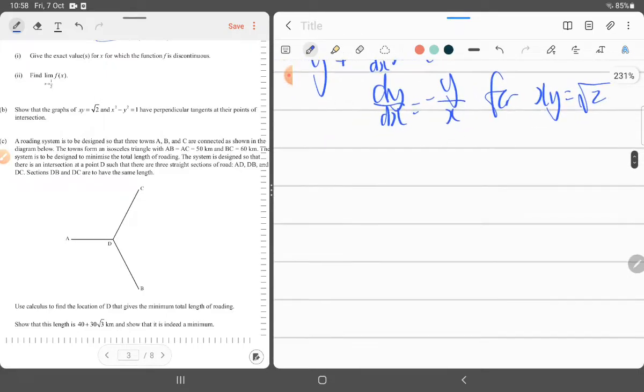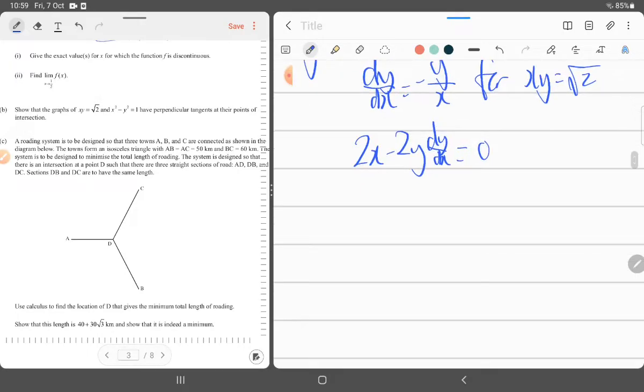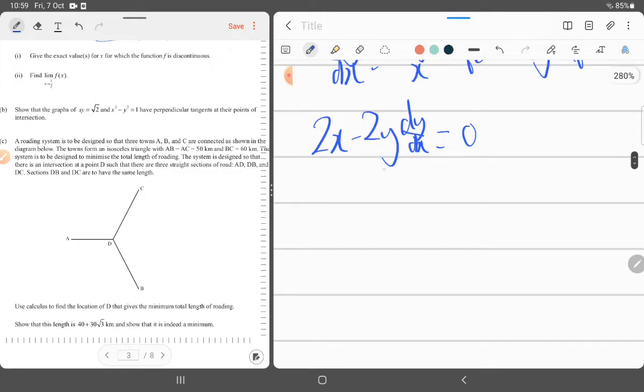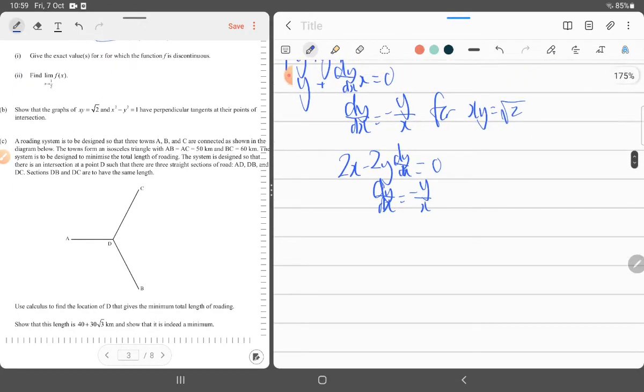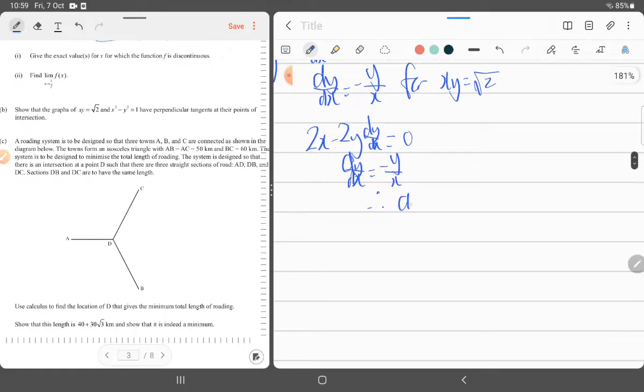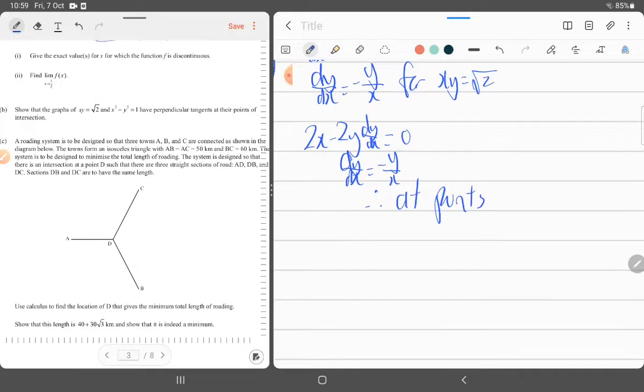And so let's derive the second equation. 2x, dy over dx is equal to negative x. Yeah. I don't think I even needed to calculate the points of intersection.